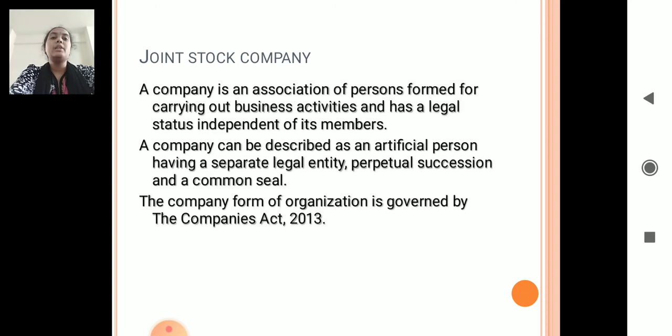A company can be described as an artificial person who has a separate legal entity. What you have studied in your entity concept is that a company is different from its members, meaning the owners and the managers are different. It has a perpetual succession and a common seal. The company form of organization is governed by the Companies Act 2013. Earlier there was a Companies Act 1956. It was amended in the year 2013 and called the Companies Act 2013.